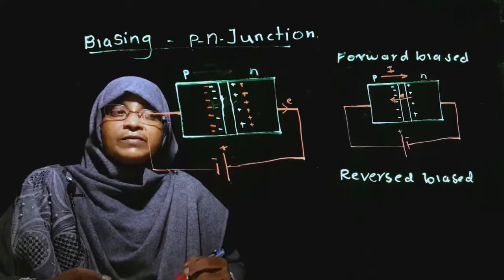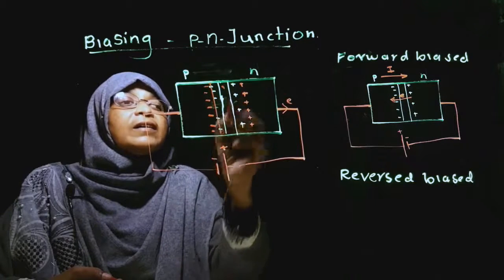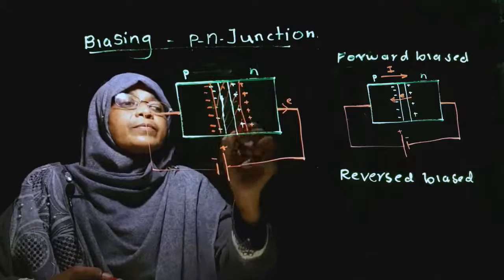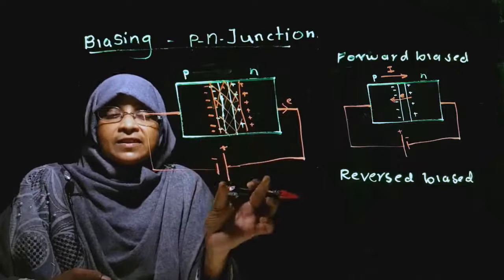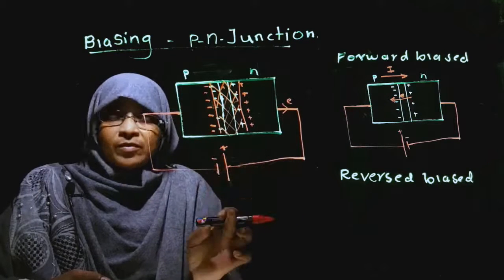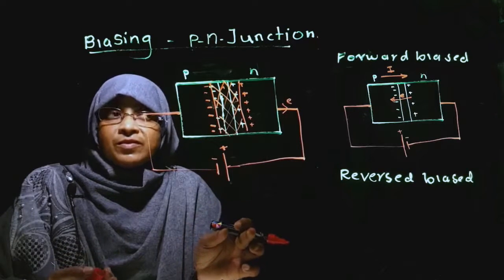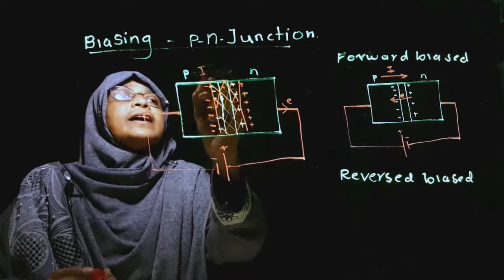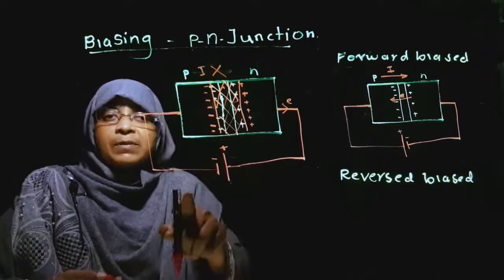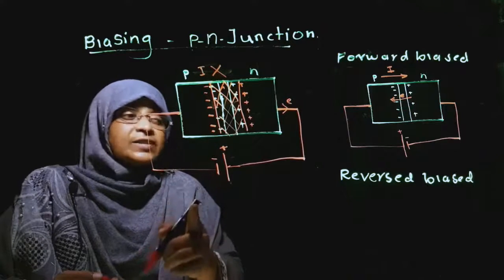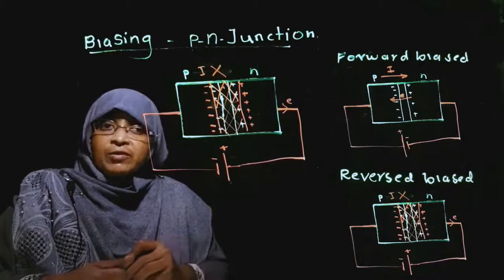So what will happen to this depletion area? Depletion area widens. So the barrier becomes bigger. Electrons cannot flow. So current also does not flow. This type of connecting the cell is called reverse bias.